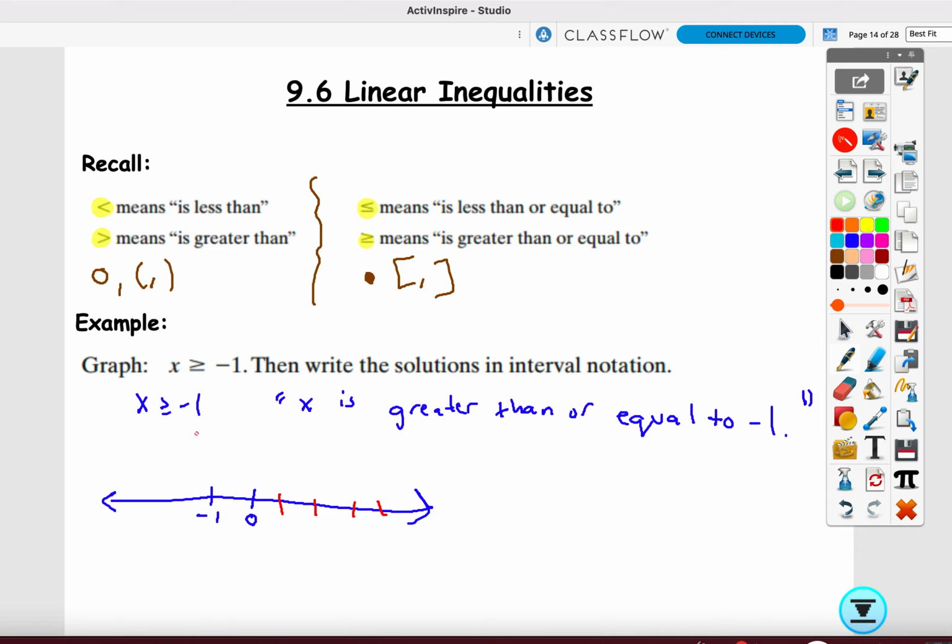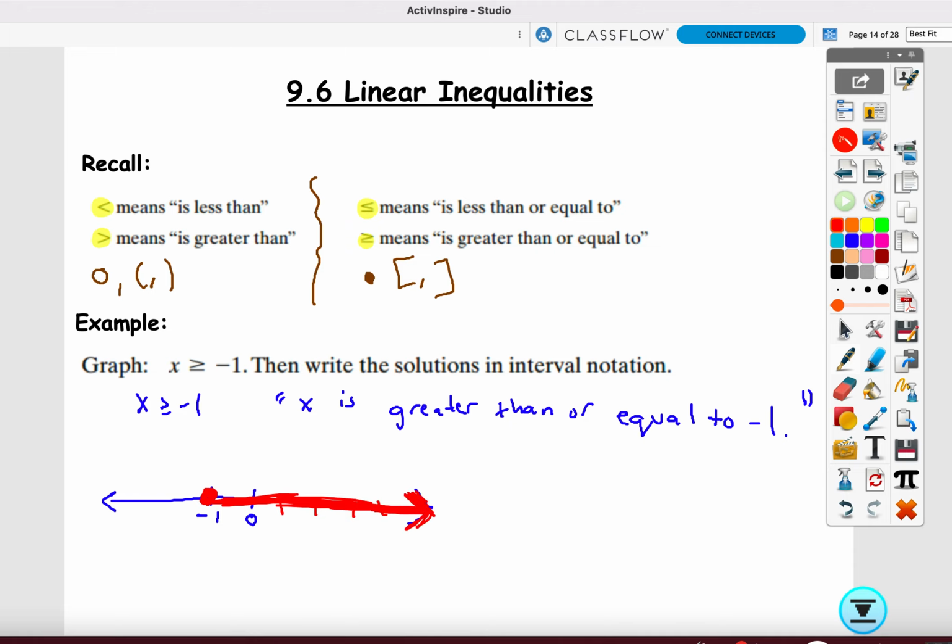So the first thing I want you to do is -1. So it's greater than or equal to, which means it's going to be a closed circle here at -1. And then it's greater than. So what numbers are greater than -1? Well, 0 is greater than. Positive numbers are greater than -1. So we're going to go ahead and go to the right side of the number line.